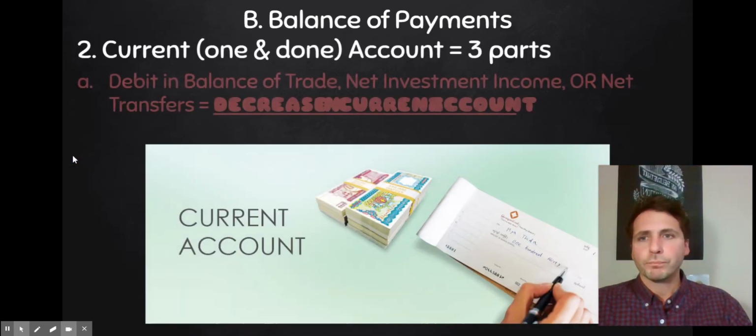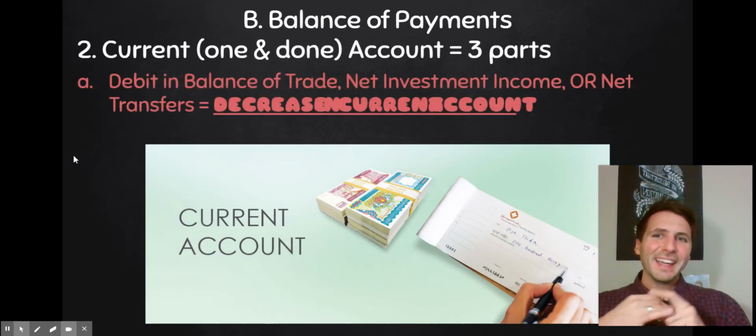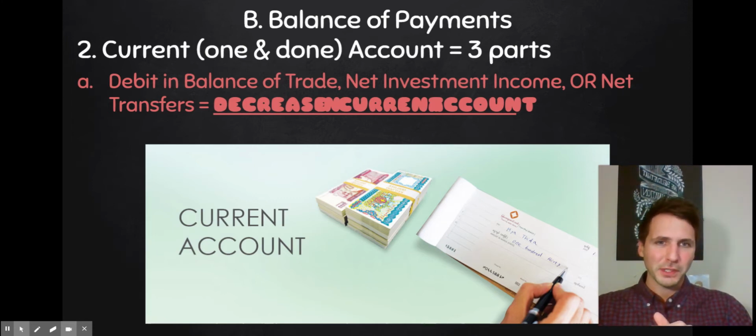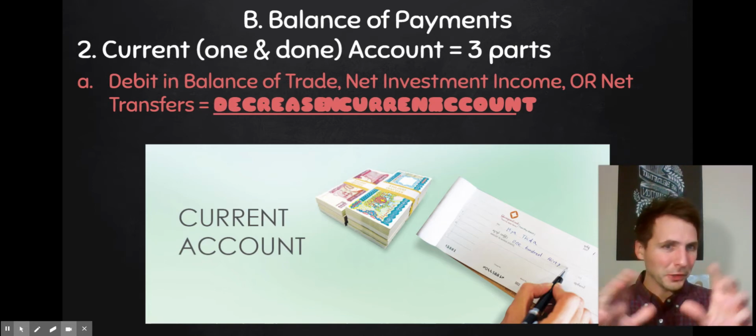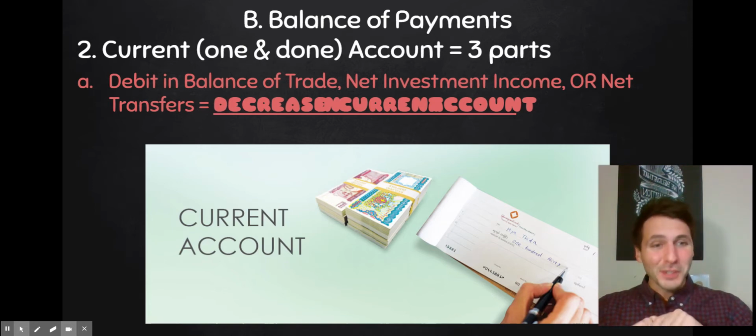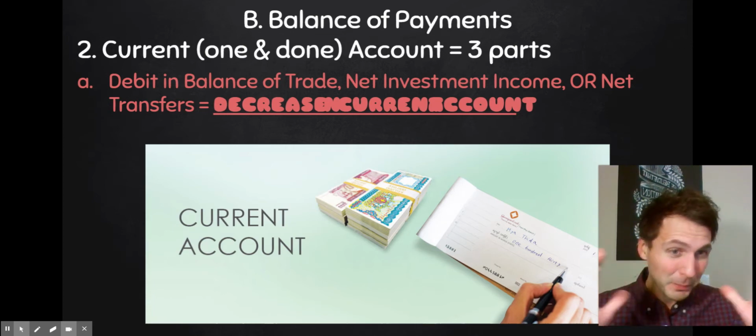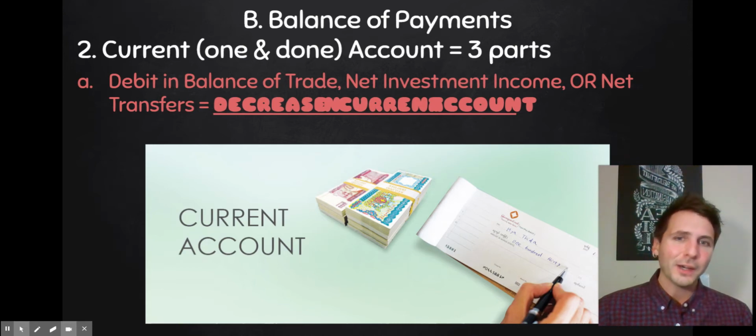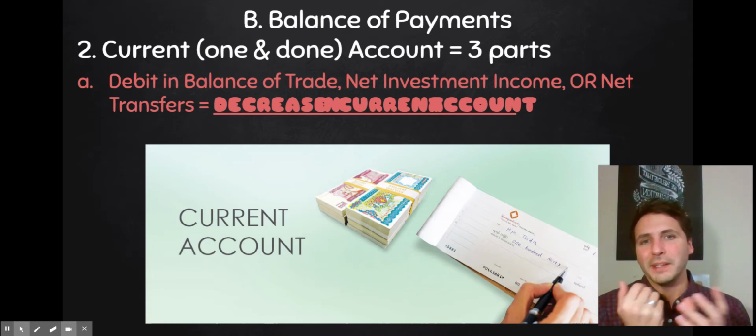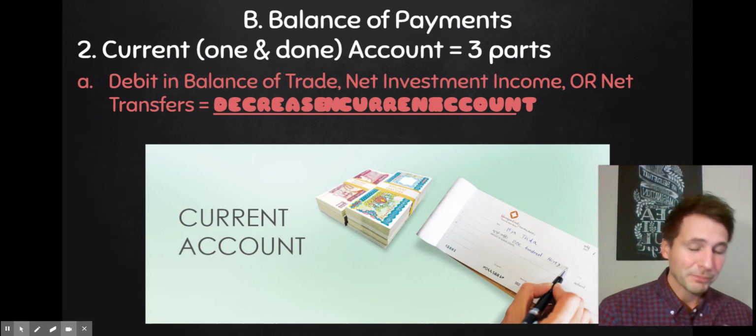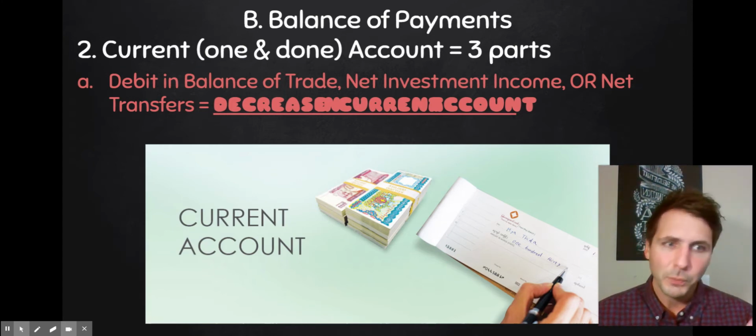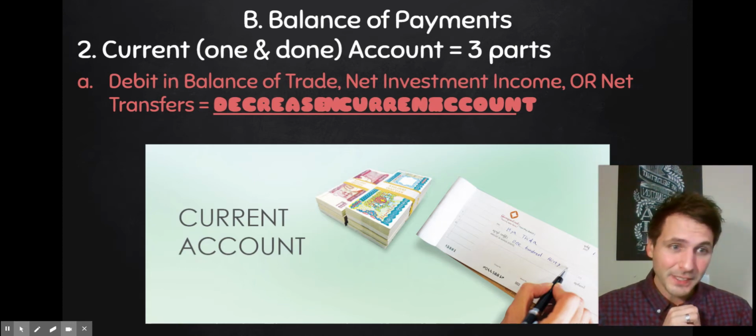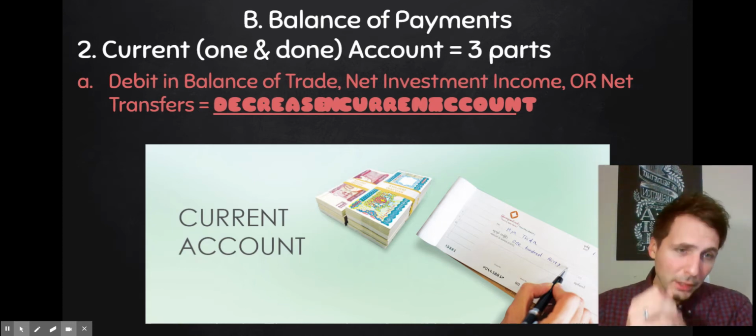Okay, so a debit in the balance of trade, investment income, or net transfer, it's a decrease in the current account. I don't know why it looks like that. But debits are decreases. This, for my accounting students especially, is kind of counterintuitive. The reason is a current account holds a credit balance. And so a debit is actually a decrease. Think of it like a debit card. Whenever you use a debit card, it takes money out of your account, it debits it from your account, it removes it, it goes lower.